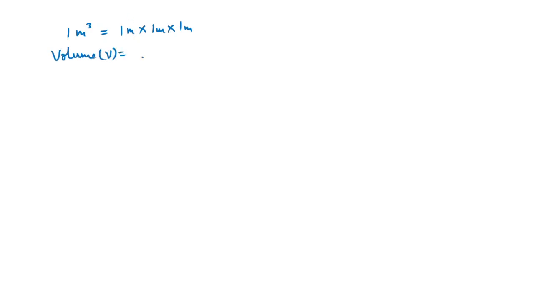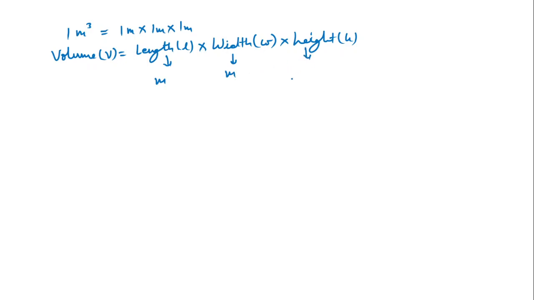V, and we simply write length as L multiplied by width, W, and height, that is H. So we measure the length in meters, we measure the width in meters also, and the height is also measured in meters. When we multiply all these three dimensions, we get the volume. So volume is measured in meter cube, and the meter cube is equal to 1 meter into 1 meter into 1 meter.